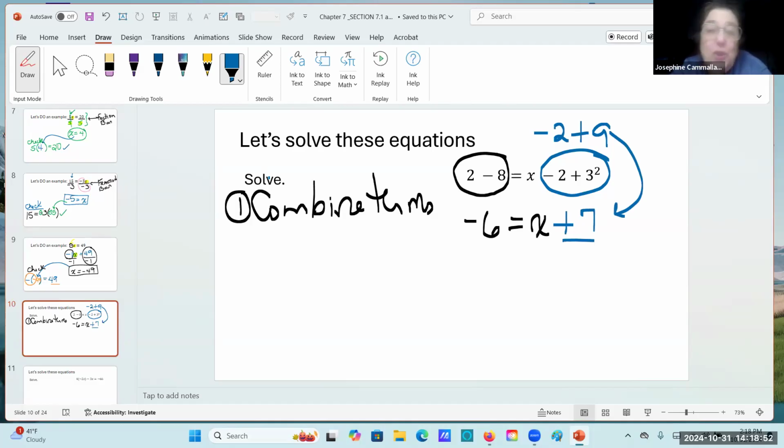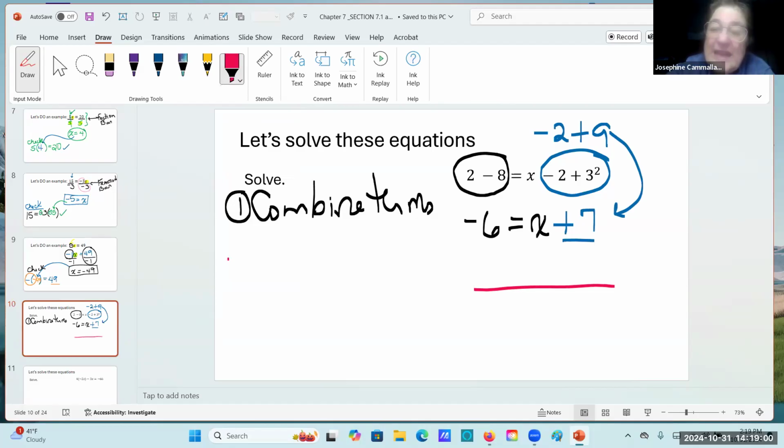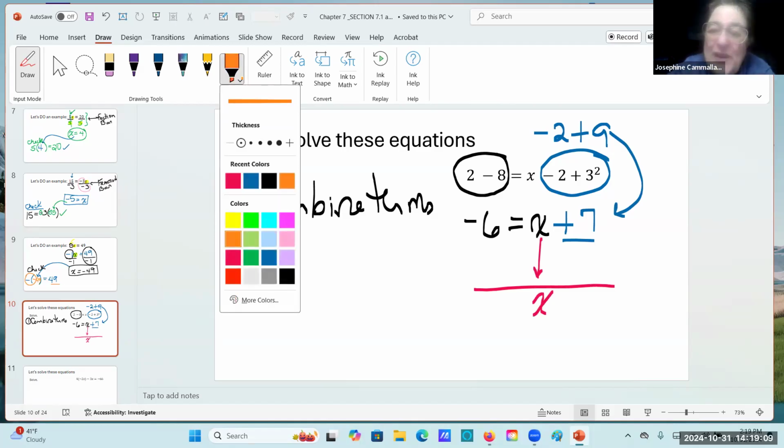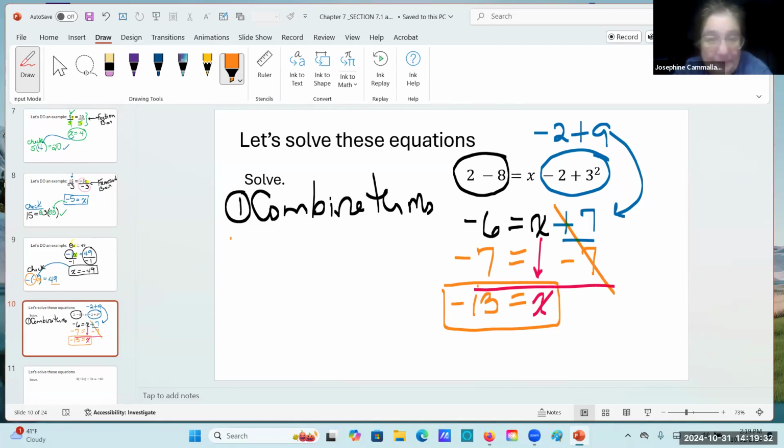Now this is back to our addition and subtraction rules. We are going to draw this line. This x is coming down. It is the 7 that's moving. We are subtracting 7 from both sides. This is going to cancel, but be aware, a negative plus a negative is going to give us a negative 13. That is our answer.